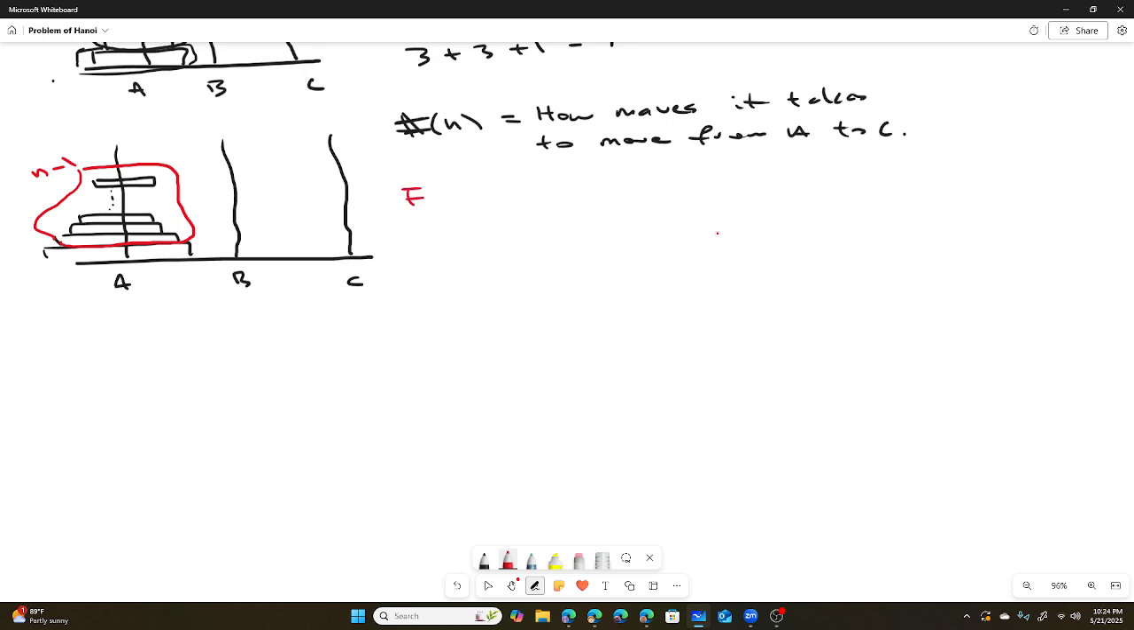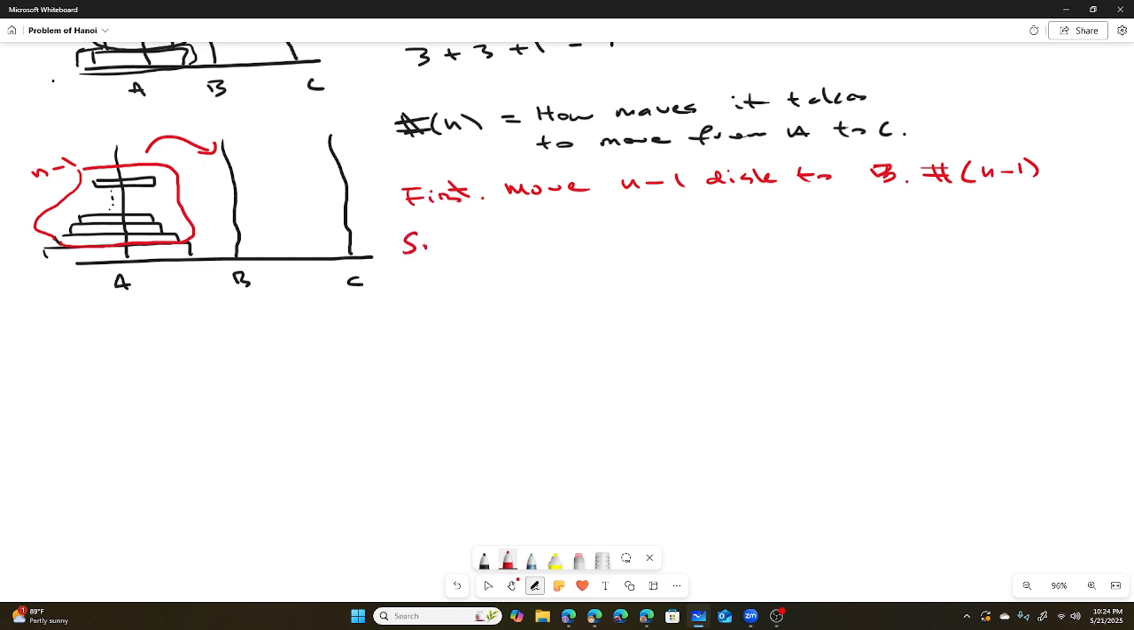So first, we want to move n minus 1 disks to B, right? And how many moves does it take to move to B? Well, it's going to be f(n minus 1), right?